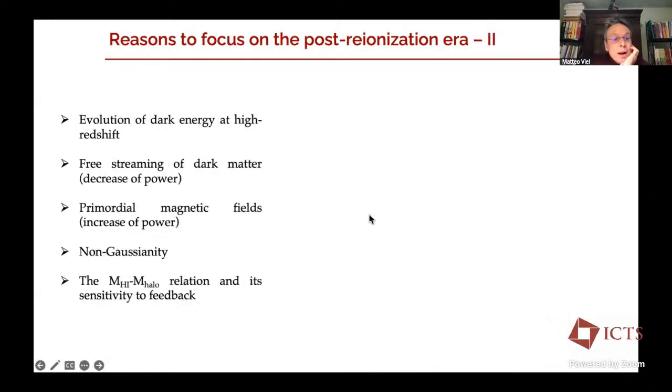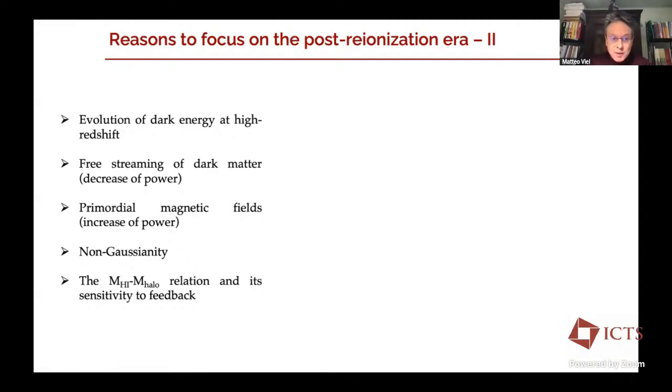So what are the key questions? I'm not going to address all of those, but I want to show you the main questions. First of all, the evolution of dark energy at high redshift. Then we can also focus on the free streaming of dark matter at high redshift. Typically, these free streaming dark matter models produce a decrease of power at very small scales. But we can also have situations with magnetic fields, which can boost the power. And of course, the large volumes will allow non-Gaussianity searches and possibly constraints on inflation.